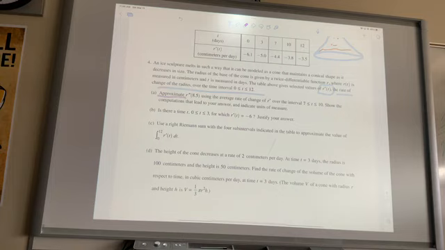If it asks you to approximate this, you're going to approximate it with a slope, okay?